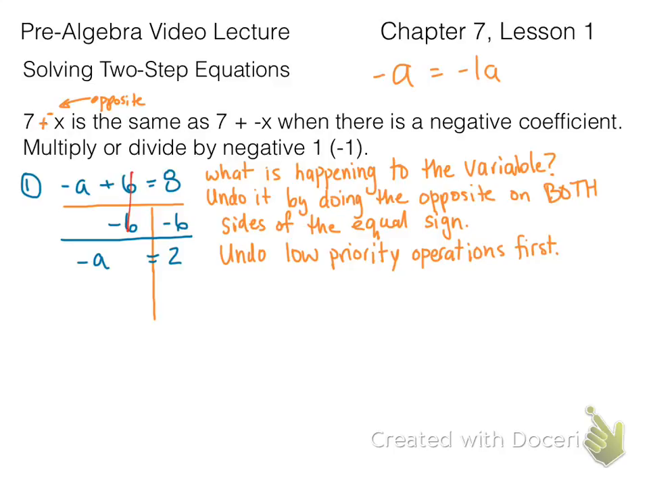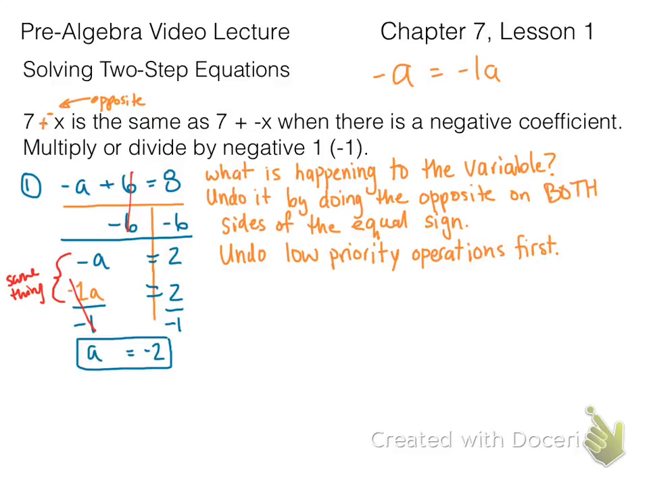All right, so now let's go ahead and take care of that negative. And again, remember, I can write negative a as negative 1 times a. It's the same thing. So a is being multiplied by negative 1, which means the opposite of that would be to divide by negative 1. But what I do on one side, I have to do to the other. So I'm going to end up with, oh, and by the way, the negative 1 times divided by negative 1, they annihilate each other because they're opposites, right? So a is equal to negative 2, because 2 divided by negative 1 is negative 2.